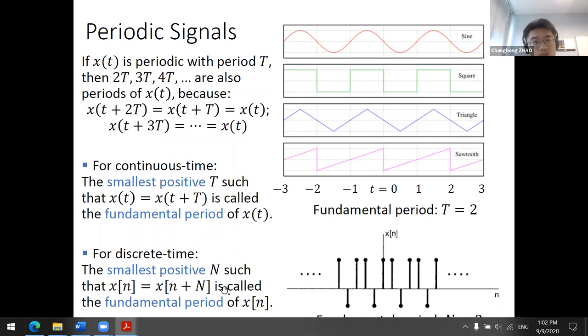And a further property associated with the periodic signal is that if a signal, say let's take the continuous signal x of t as an example.